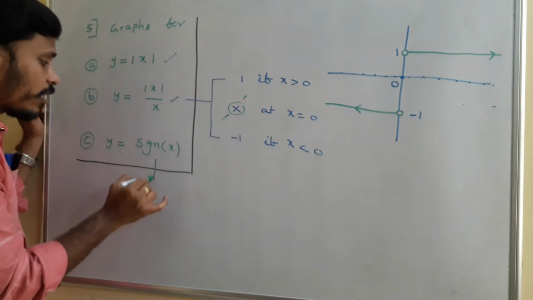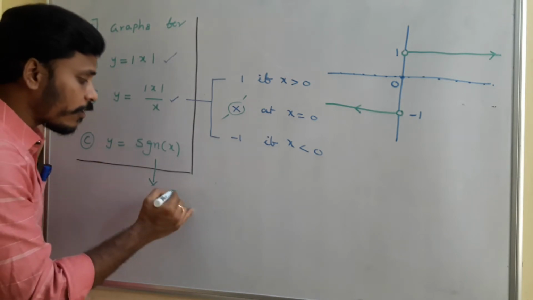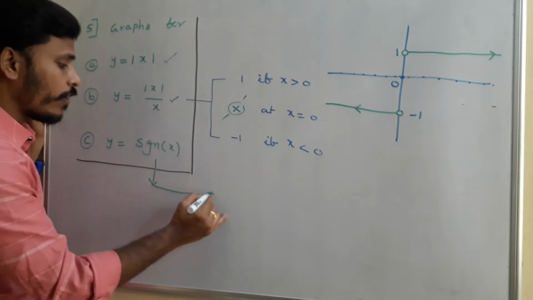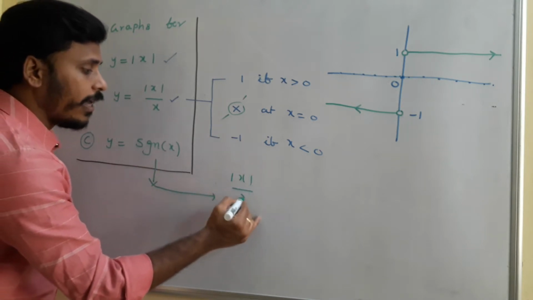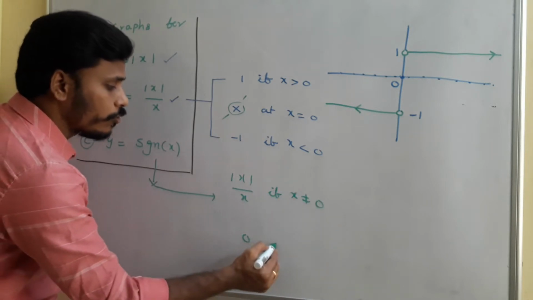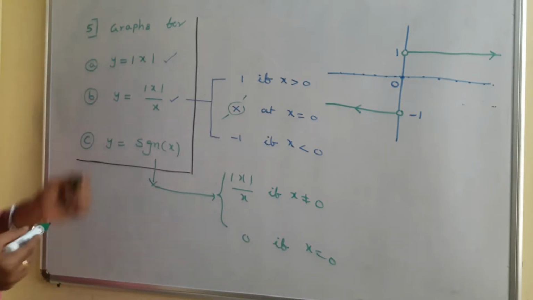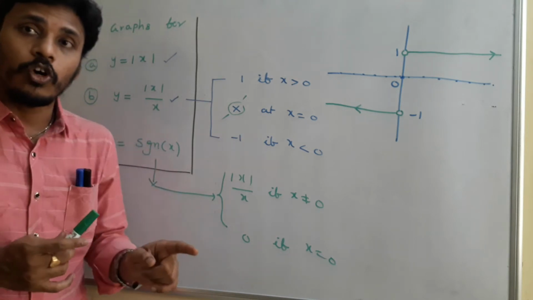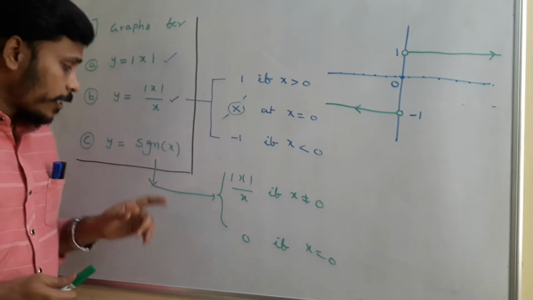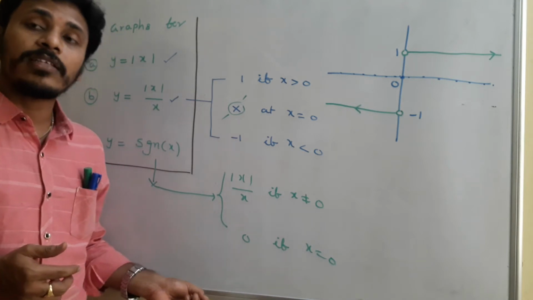But coming to the signature function of x, the signature function of x has a special definition, which is nothing but mod x by x only. Okay, the signature function of x is defined like this: mod x by x if x is not equal to 0, and it is equal to 0 if x equals 0. Basically, if x equals 0, mod 0 by 0 is meaningless, not defined, and that's why specifically for the signature function of x, if x equals 0, the function defines that the result is also 0.